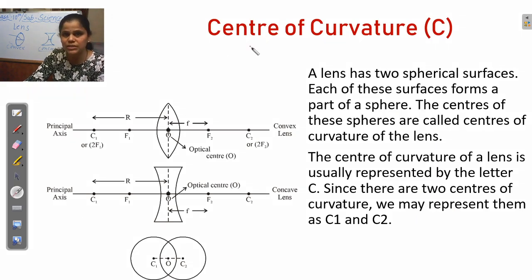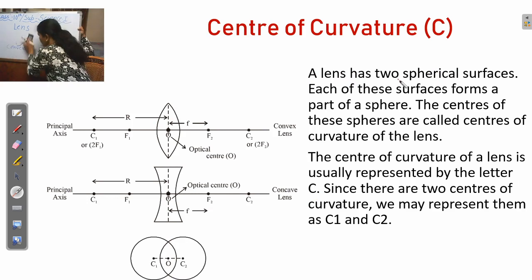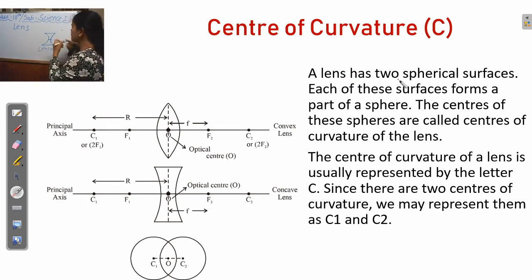The first term is the center of curvature. Center of curvature means, here this is a convex lens and a concave lens. A lens has two spherical surfaces. I will draw a clear diagram. A lens has two spherical surfaces. This is the axis.